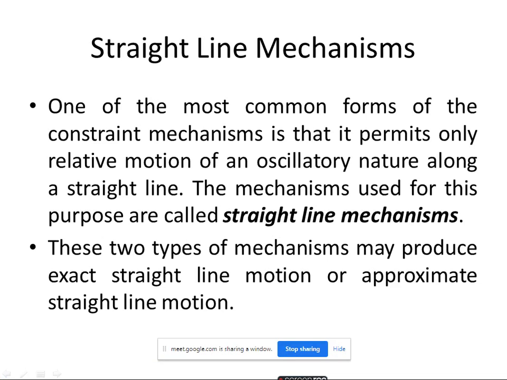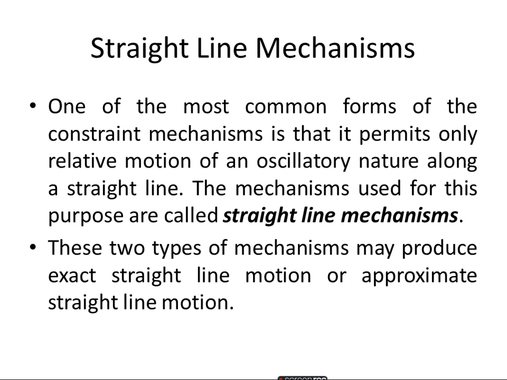So we'll go with the next, straight line mechanisms. One of the most common forms of constraint mechanisms is one that permits only relative motion of an oscillatory nature along a straight line. The mechanisms used for this purpose are called straight line mechanisms. Whenever you want an output in a straight line, the mechanism is designed in such a way that if you place a pen on it and move the mechanism, the pen will mark a straight line. This type of mechanism is known as a straight line mechanism.